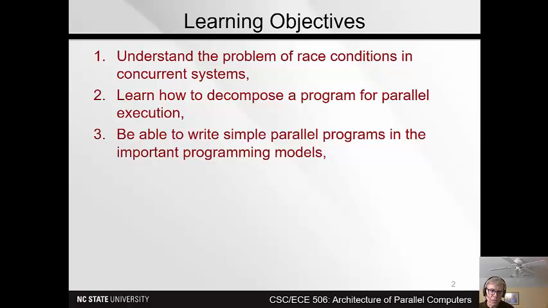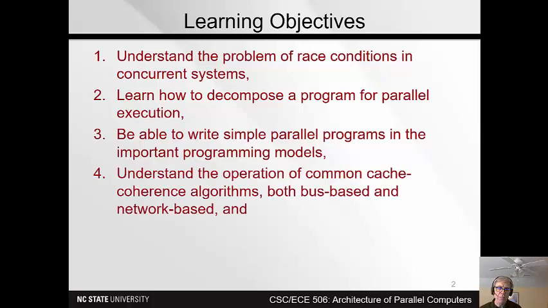Third is to be able to write simple parallel programs in the important parallel models. And there are 3 important models. The first is shared memory. In shared memory, threads share memory. One can write to a location, and another thread can read from the same location. Then there's message passing, in which any data that needs to go from one process to another needs to be sent by the first process and then received by having the second one execute a receive operation. And lastly, there's data parallel, where there's a single instruction stream which is applied to many data items at the same time. A GPU is an example of that.